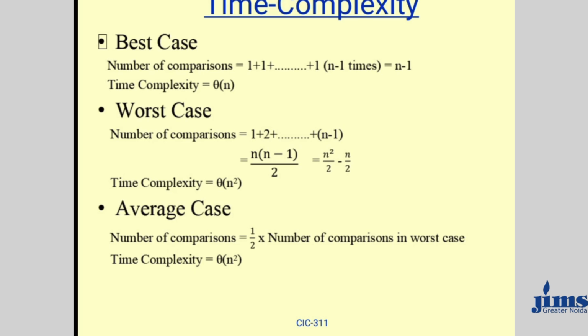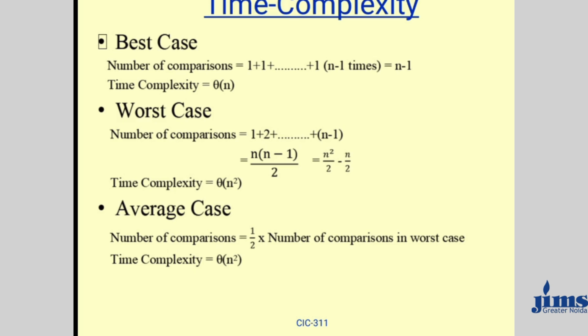So the total number of comparisons will be how much? 1 plus 2 plus up to n minus 1, if the number of values in the array is n. So it is an AP series. As you know, if there are the first n values 1 plus 2 plus up to n, the sum of the AP series is n into n plus 1 by 2. In this case, what is the value of n? It is n minus 1. So what will be the sum of this series? It will be n into n minus 1 by 2, that is n square by 2 minus n by 2.